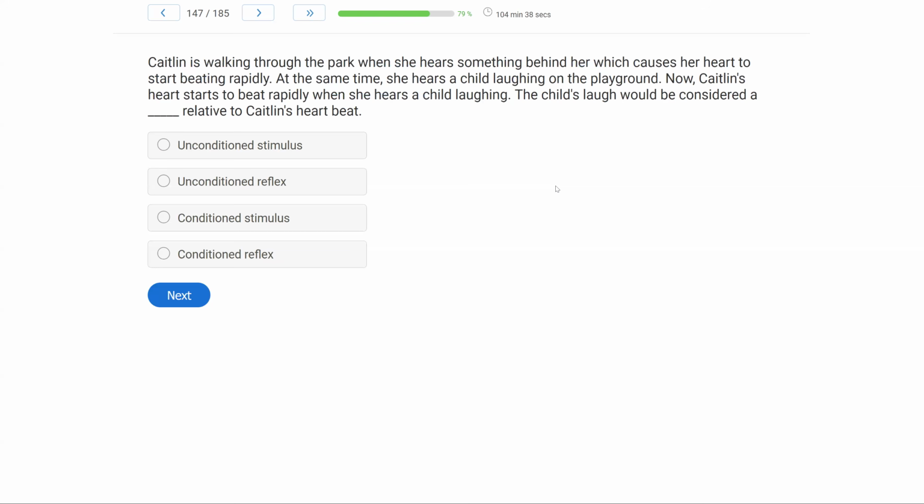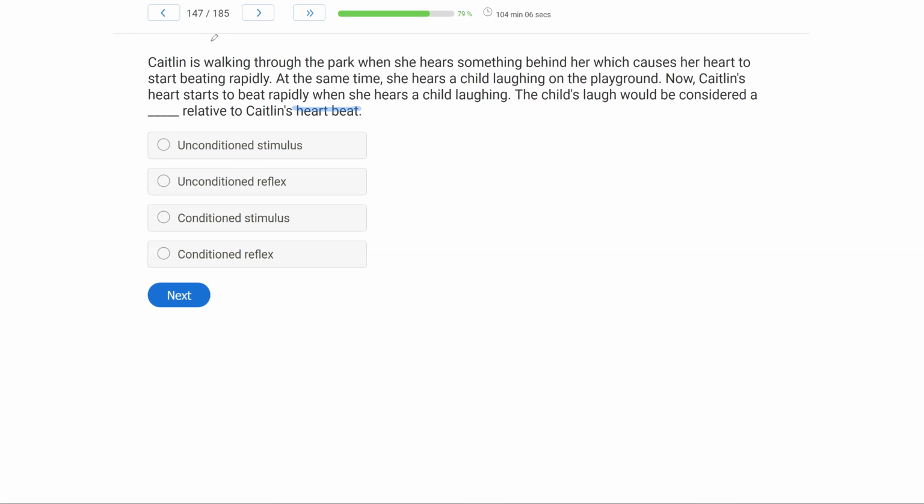Caitlin is walking through the park when she hears something behind her, which causes her heart to start beating rapidly. At the same time, she hears a child laughing on the playground. Now, Caitlin's heart starts to beat rapidly when she hears a child laughing. The child's laugh will be considered a blank relative to Caitlin's heartbeat. Okay, so we have a respondent conditioning question. And how do we know that? Because we have a situation where stimuli are being paired and they're eliciting reflexes. So we have heartbeat, which is the reflex.